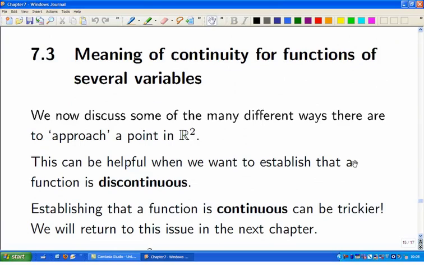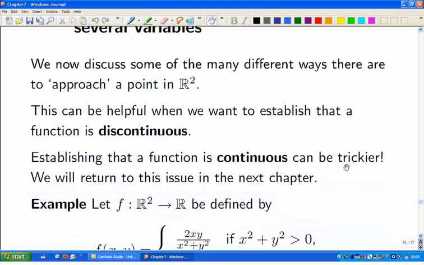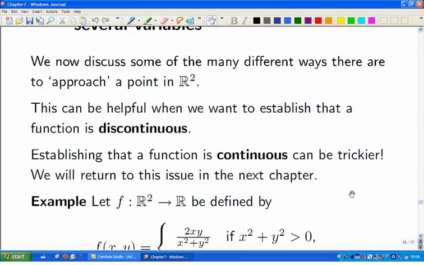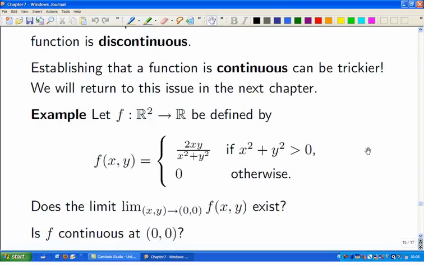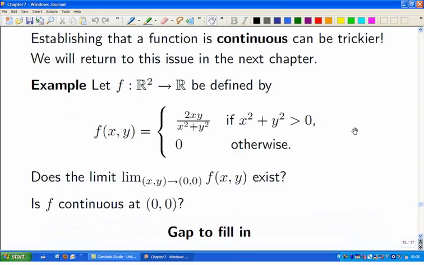OK, so now we move into functions of several variables, and we're going to look at all the different ways you can approach points and see how to use that to show that functions are discontinuous, though it's rather hard to use that to show that functions are continuous. So we're going to look at how you can establish that a function is discontinuous rather easily by finding a method of approach to a particular point. And this is the kind of thing you did in calculus, so this is sort of revision. So here's an example. It's a function from R squared to R for when x and y, this is this x squared plus y squared greater than 0. That's the same as saying that x comma y is not equal to 0, 0.